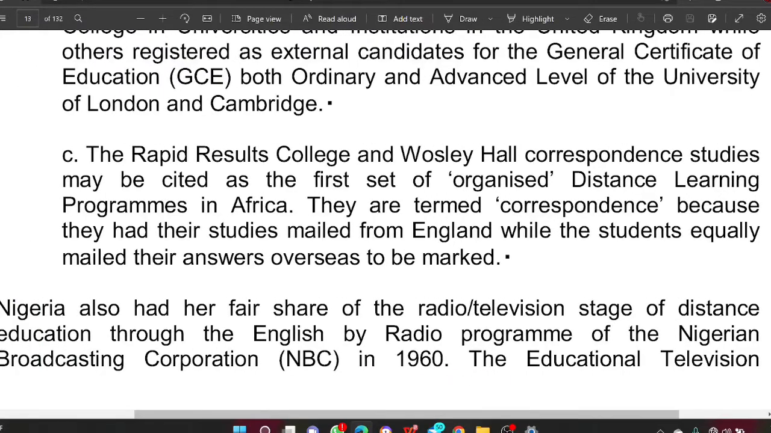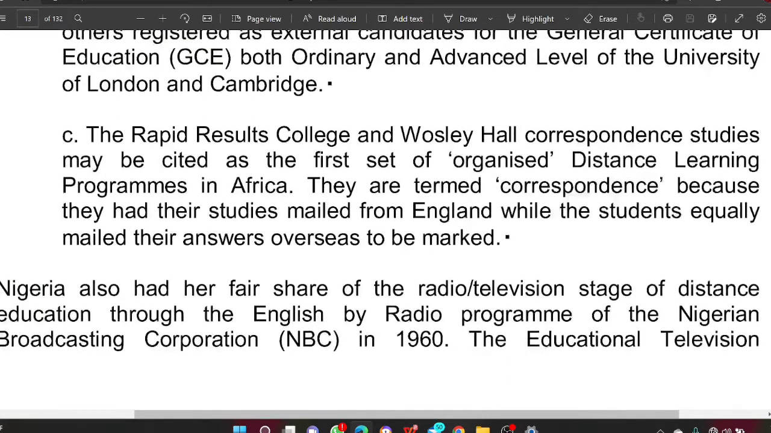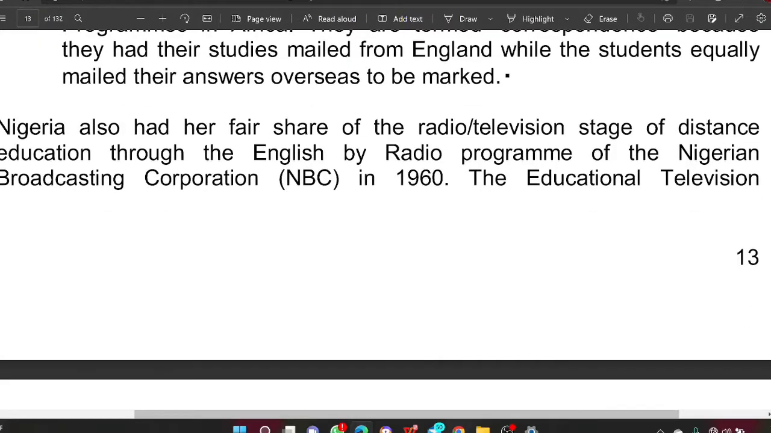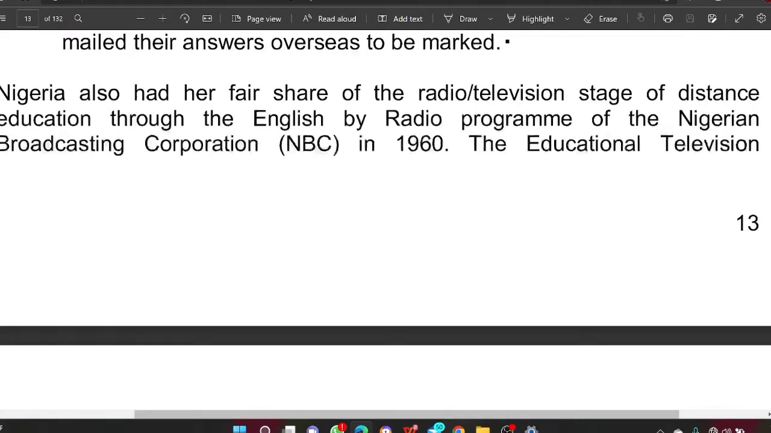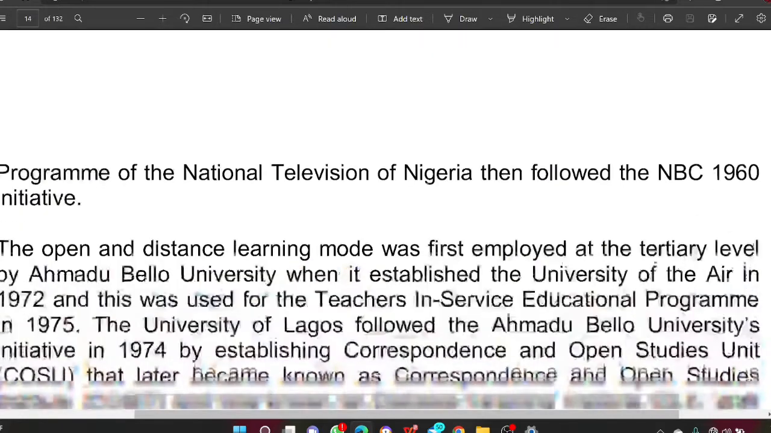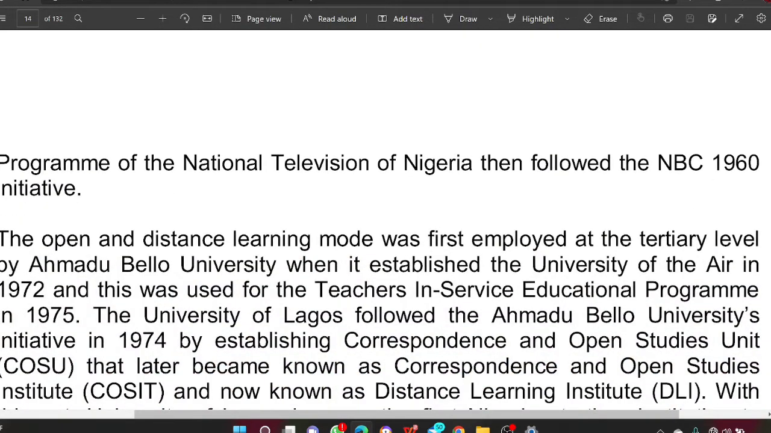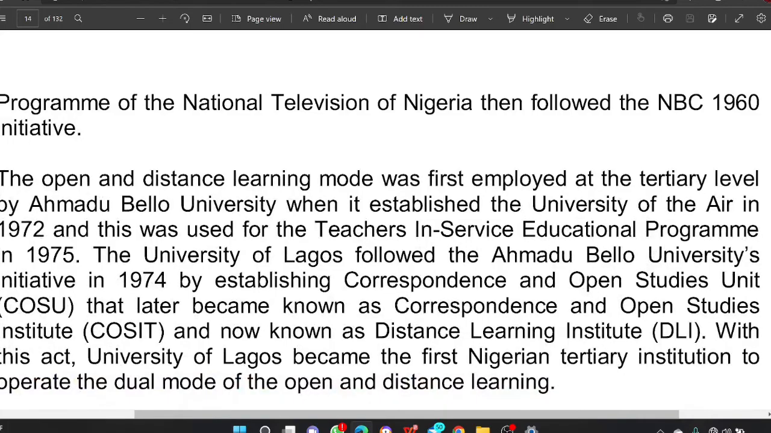Nigeria also had her fair share of the radio/television stage of distance education through the English by Radio program of the Nigerian Broadcasting Corporation (NBC) in 1960. The Educational Television program of the National Television of Nigeria then followed the NBC 1960 initiative.